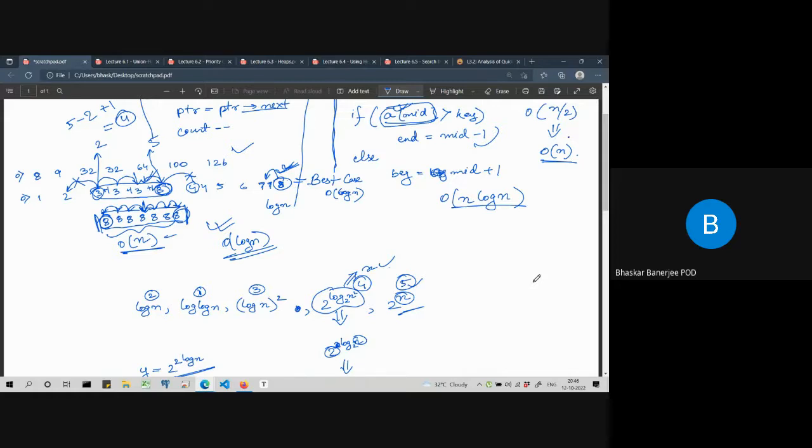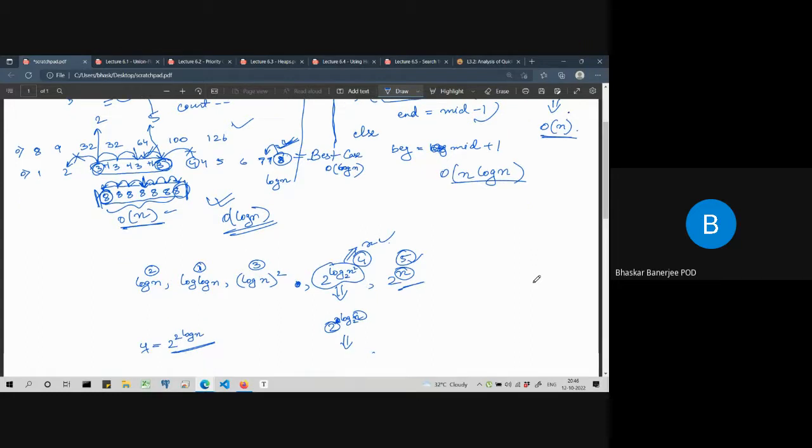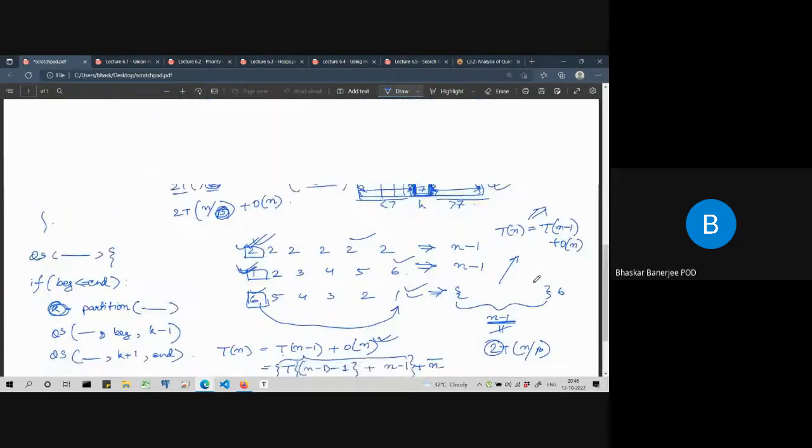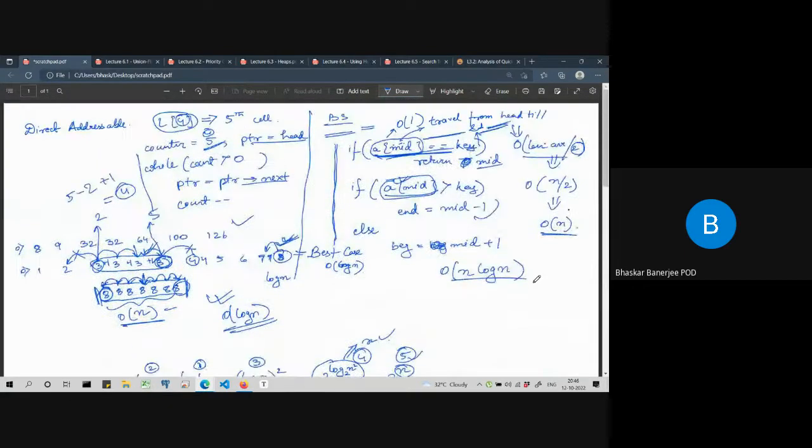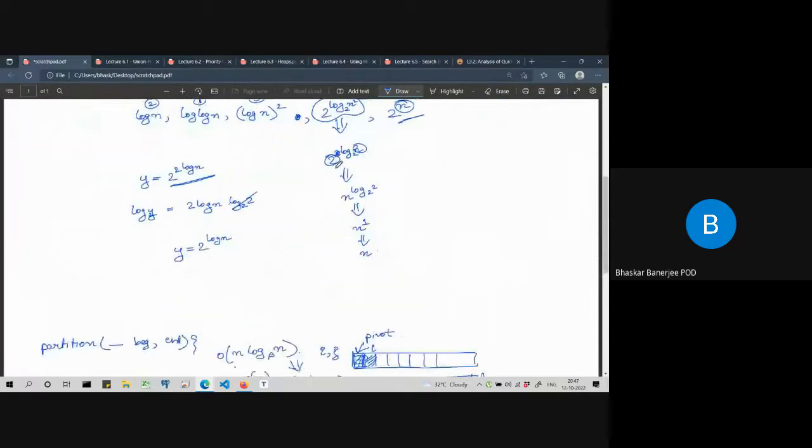No doubt in graphs. Great. What is the time complexity for topological sort? By the way, anyone remembers? Okay, fine. Anyways, revise those things. Revise the graphs part very nicely.